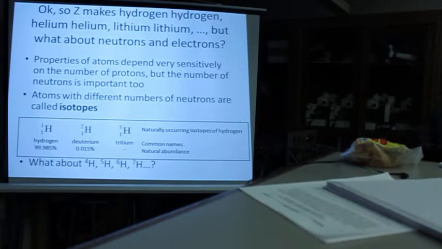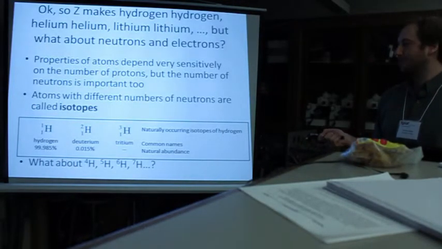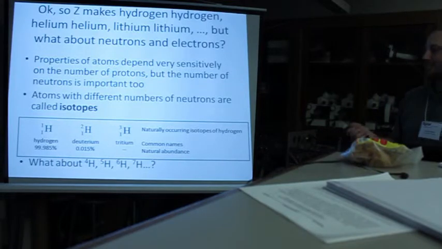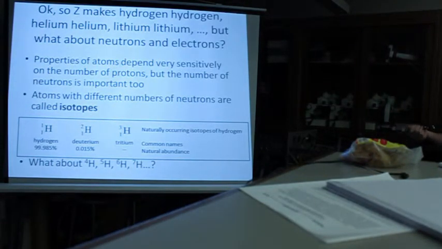Anyone have any guesses now? Again, the top number is? The top number is the number of protons plus the number of neutrons. So for hydrogen 1, there's 1 proton and no neutrons, so there's a 1 on top. And then for deuterium, there's 1 proton, 1 neutron, so there's a 2, and so on.